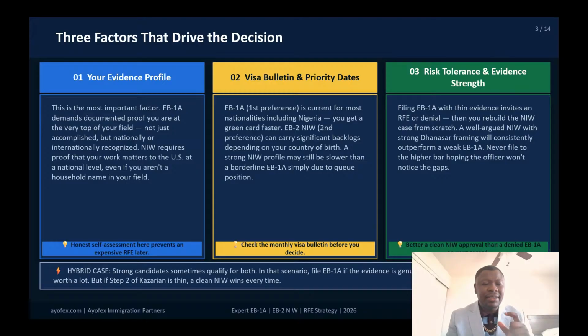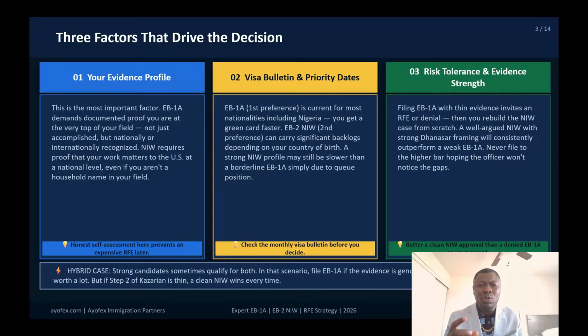Now, there are three factors that drive this decision. If you want to know whether you need to go for EB1 or EB2, there are three factors that drive the decision. The first factor is your evidence profile, and this is the most important factor.